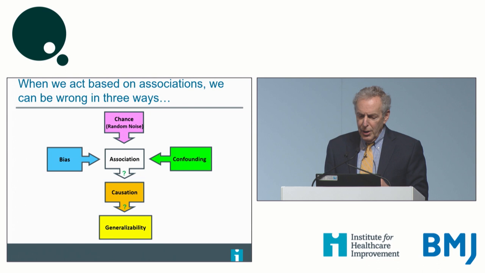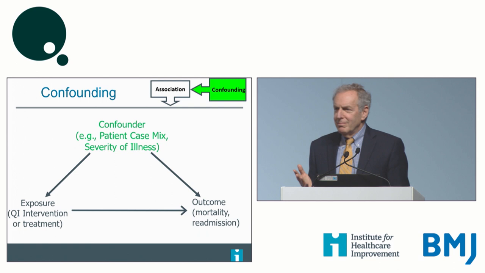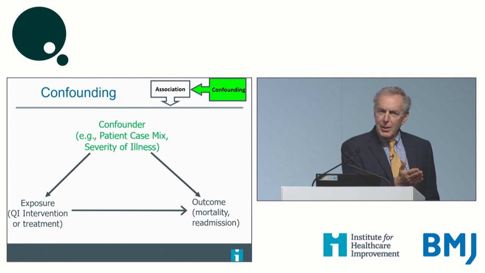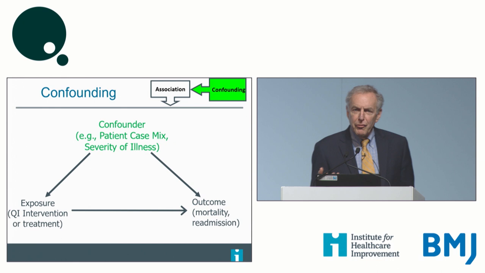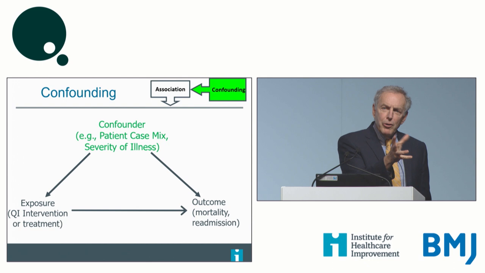First, confounding. A confounder is something like, my patients are sicker, which we've all heard. Case mix, severity of illness. That would be a typical confounder. Why? Because it may influence, on the one hand, the exposure. The exposure is what we're trying to do, what we're trying to implement, our improvement intervention, or it could be administering a drug to a patient. We tend to fixate on patients who are sicker and most in need of our help. So the exposure is influenced by that confounder. So is the outcome, because we know that sicker patients tend to have higher mortality, more readmissions or whatever.